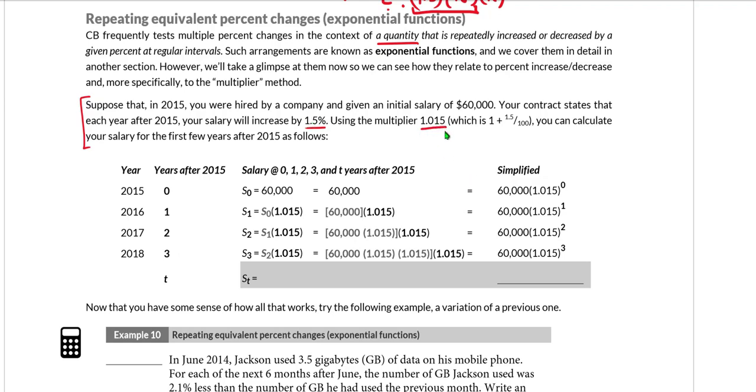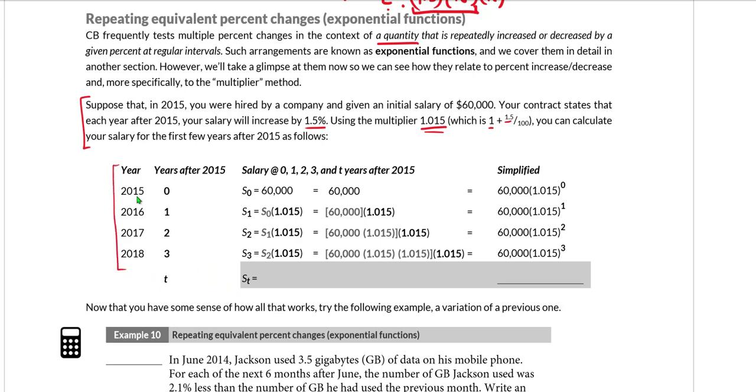The multiplier here would be 1.015. We're just doing 1 plus that 1.5 increase divided by 100. 1 plus 1.5 over 100 is 1.015. So this will be the multiplier by which we will multiply our salary to get the subsequent year's salary. It's going to be, again, easier to see if we look at this little table down here.